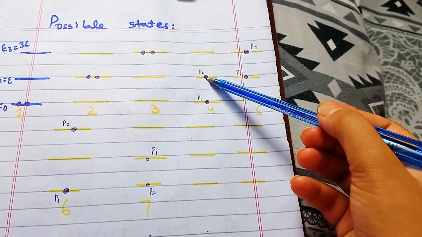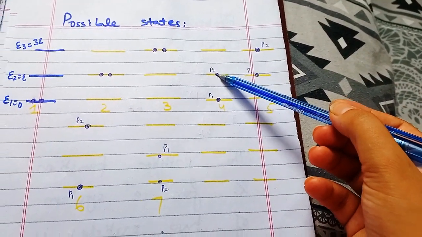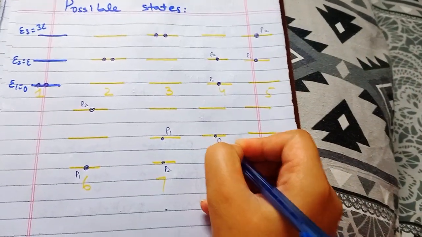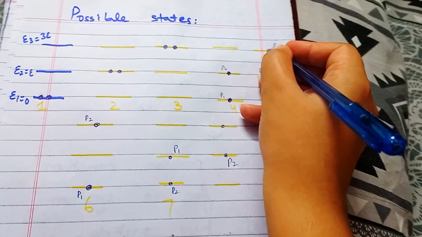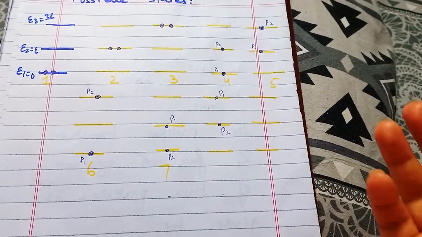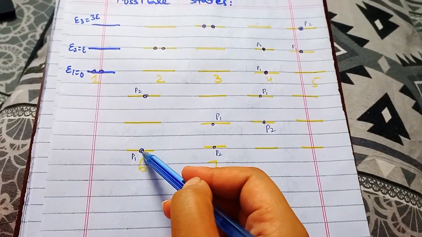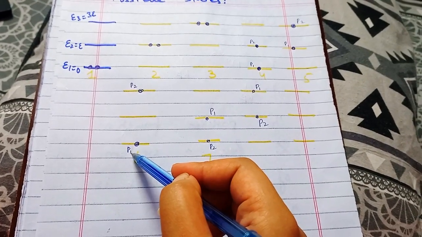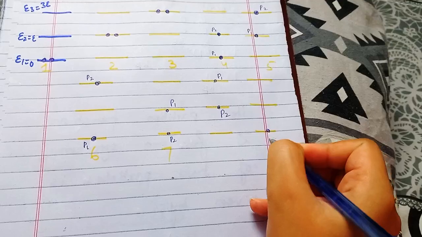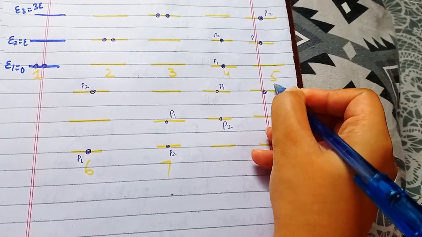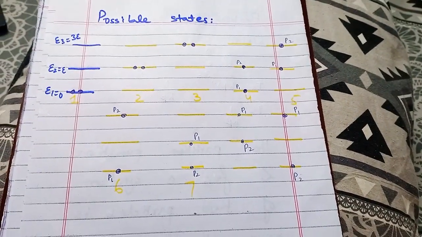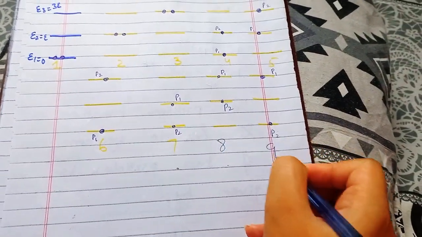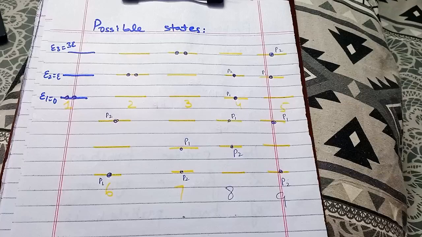Its permutation has already been done. We wrote P2 here and P1 here, and for this, P2 here, and in place of P2 here we'll write P1 here. This is a different state. And then we have this one here, where here is P2 and here we can set P1. This is how you are going to find all possible combinations. So it's 9 total states, all possible states.